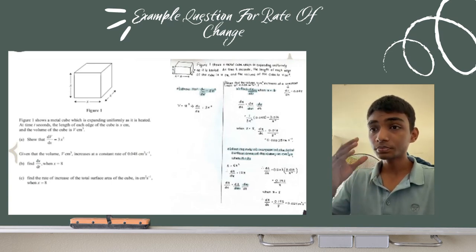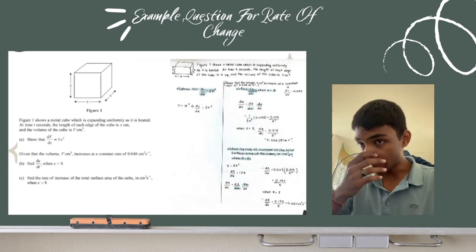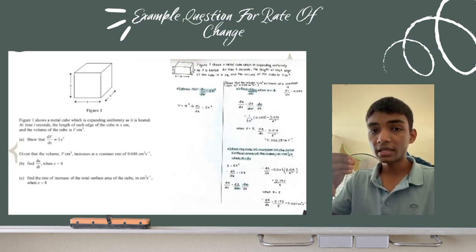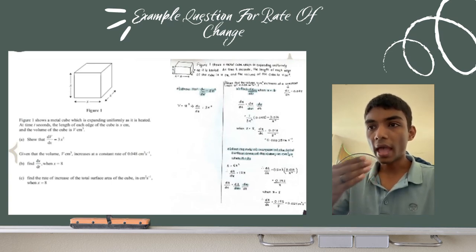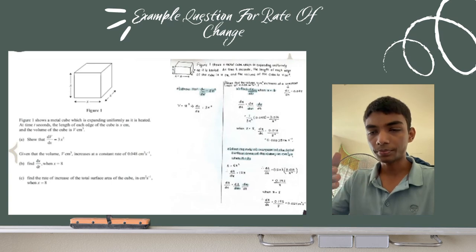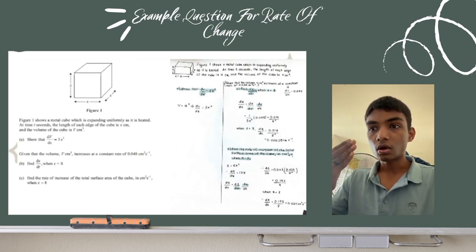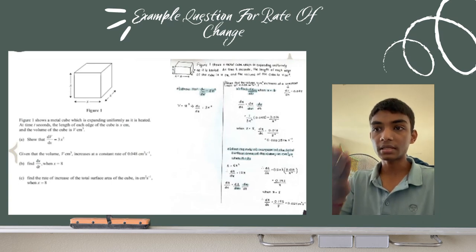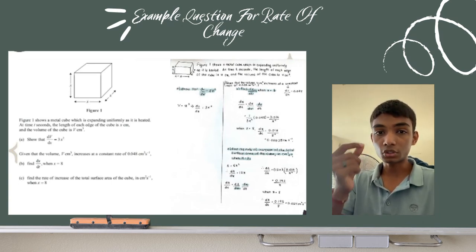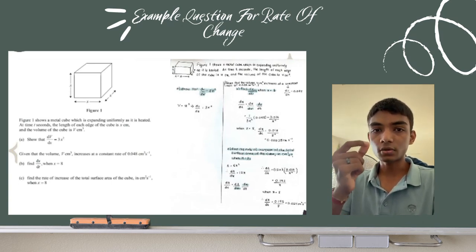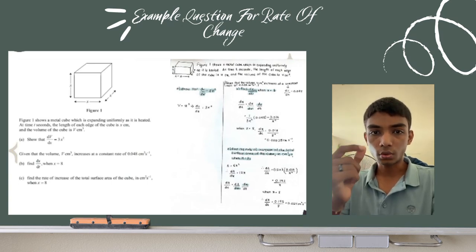Now let's solve this. A. Show that dv over dx equals 3x squared. So how did we get the 3x squared? Therefore, v equals x cubed. Therefore, dv over dx equals 3x squared. Because for x to the power of 3, you multiply by the 3 in front, so it becomes 3x, and you subtract 1 from the power 3 because you have already multiplied by it in front. Therefore, it becomes 2. So dv over dx equals 3x squared.